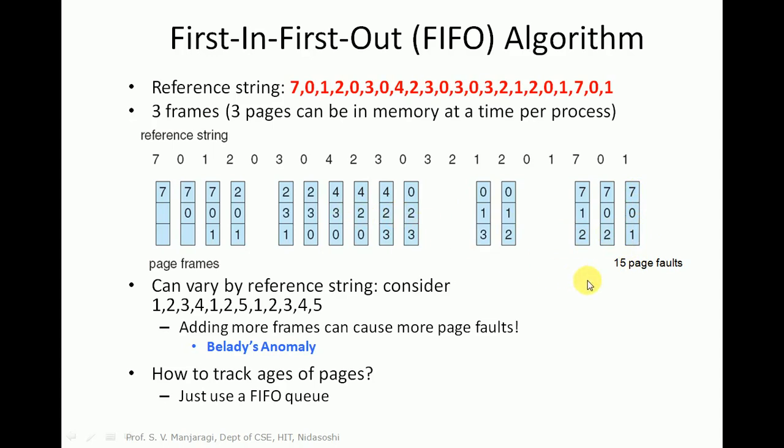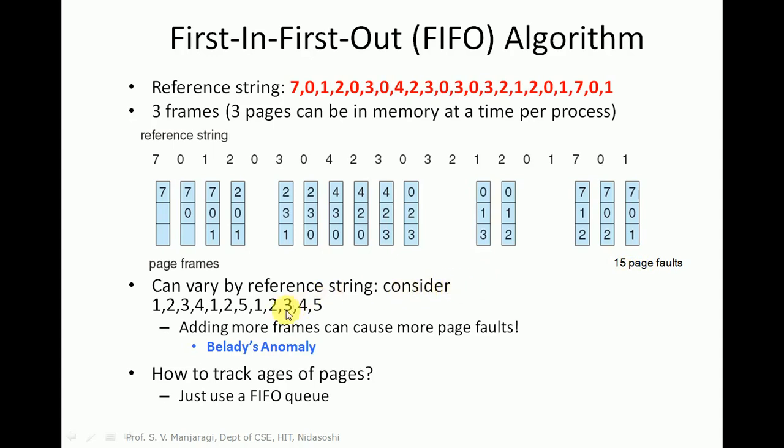Now simply count how many page faults have occurred here. Initially no pages were in the memory. So for the first 3 pages by default there will be 3 faults. Okay, this is 4 and there is no page fault for 0. So 1, 2, 3, 4, 5, 6, 7, 8, 9, 10, 11, 12, 13, 14, 15. Total number of page faults here is 15.